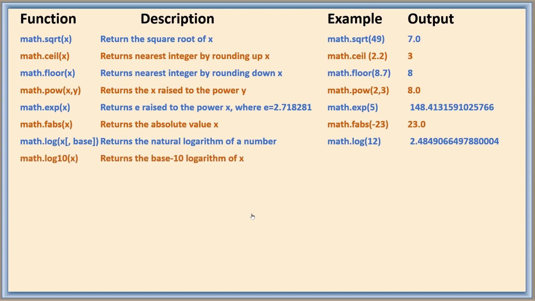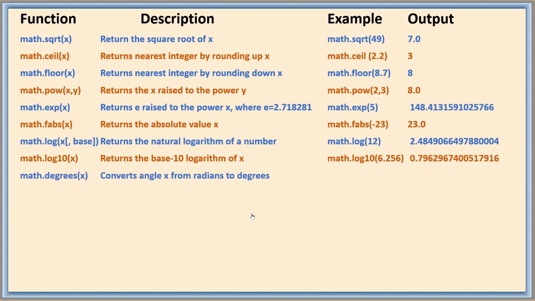Next we have log10 of x. That means it will return the base 10 logarithm of x. So it will be more accurate than giving x comma 10 in the previous one. Next we have two angle related functions. First one is degrees. It converts radians to degrees.